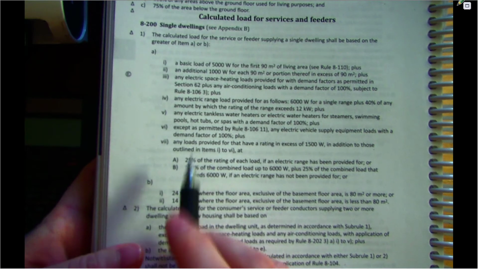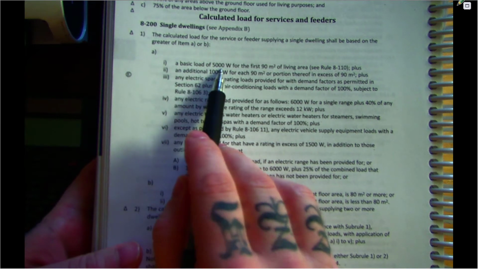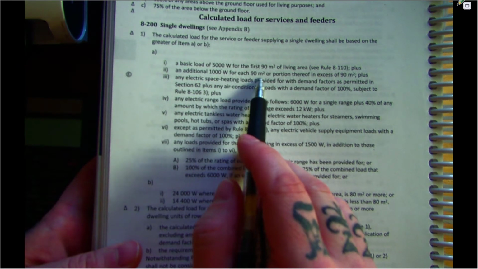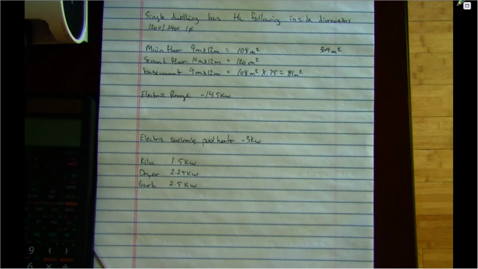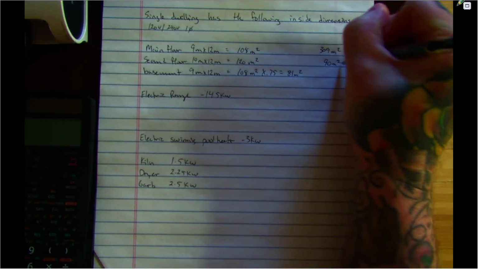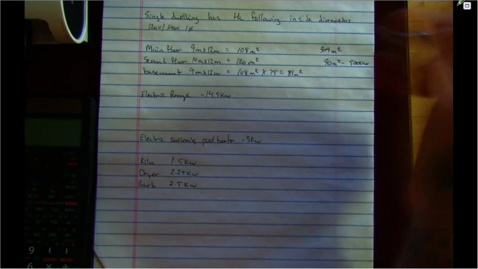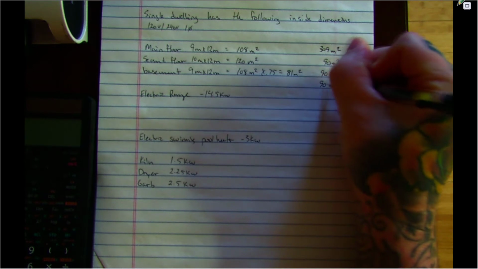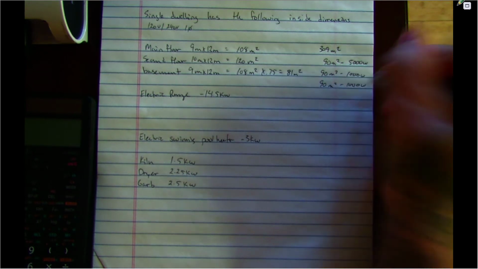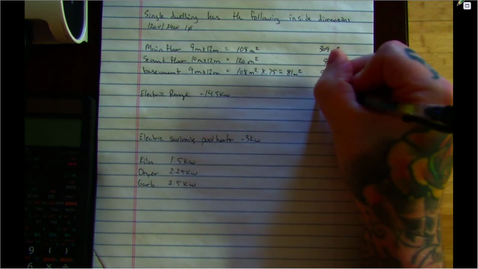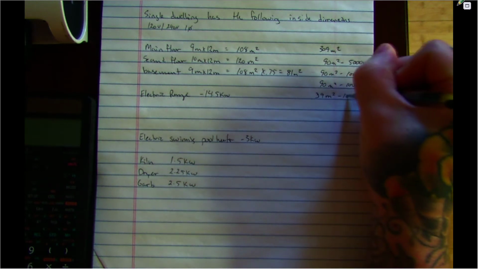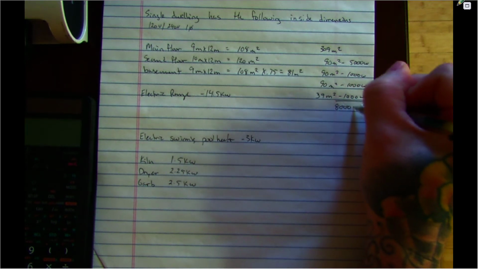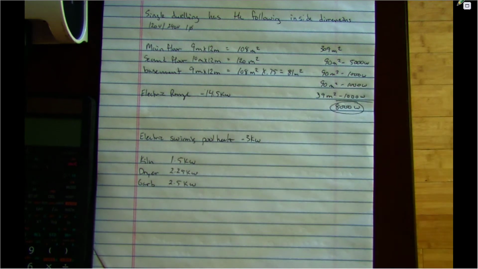The first part we're going to talk about in regards to the wattage is the basic load of 5,000 watts for the first 90 meters squared of living area, then an additional 1,000 watts for each 90 meters squared or portion thereof. So we got 309, so for the first 90 meters squared, we're going to give it 5,000 watts. For the next 90, so now we're at 180, we get 1,000. Then for the next 90, another 1,000. And then the portion thereof, so we're going to have 39 meters left, but it gets 1,000 watts as well. So we total those up, we get 8,000 watts based on the square footage. That's going to be our demand based on the square footage.